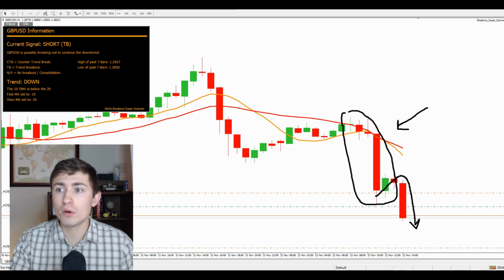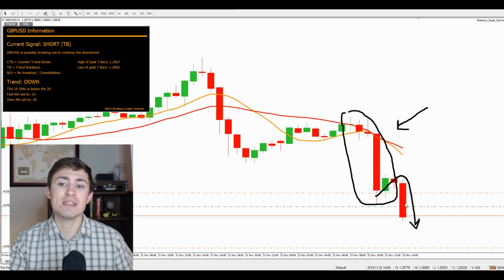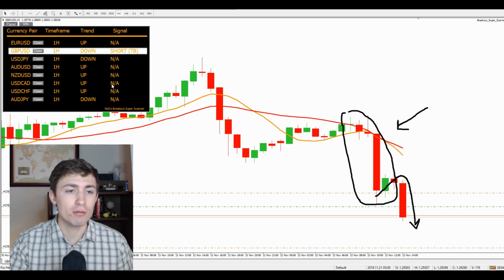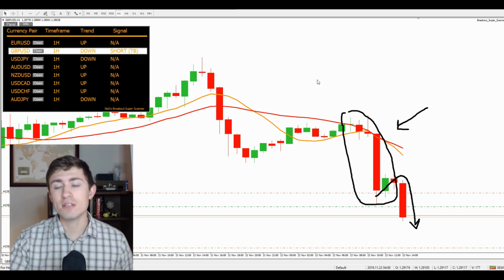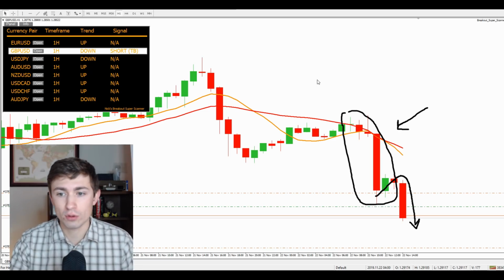And that also was based on the price action that we see here on the chart, as well as what we see over here on the breakout super scanner, which I use to help me find the trades that I do short term.